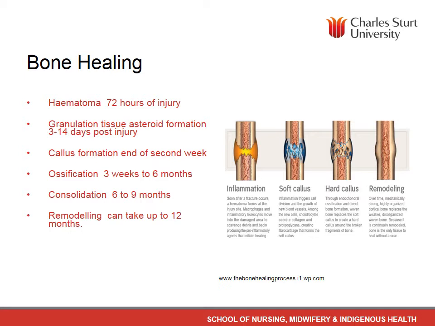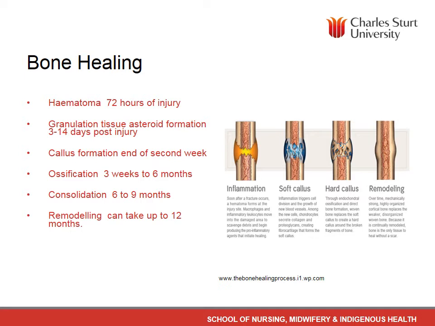So usually a hematoma or a big blood clot forms over the site of the injury within about 72 hours of injury. So you can see here, soon after the fracture occurs, we've got macrophages and inflammatory leukocytes moved into the damaged area to scavenge debris and begin producing pro-inflammatory agents that start to initiate healing. So within about 3 to 14 days, we have granulation tissue and osteoid formation, about, as I said, 3 to 14 days after the injury.